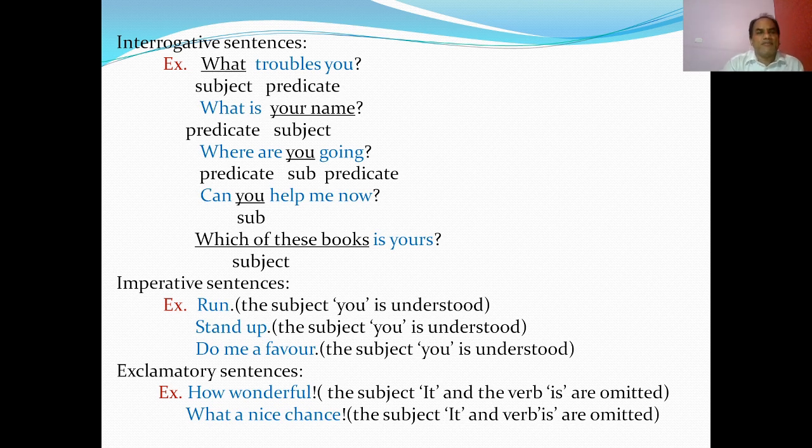So what is the subject? Troubles you, the predicate. What is your name? Here your name is the subject. What is the predicate? What is the answer? My name is Rajesh. Okay. So you see next question, where are you going? And you is the subject. Where are going is the predicate. Can you help me now? And you is the subject. Can help me now is the predicate.